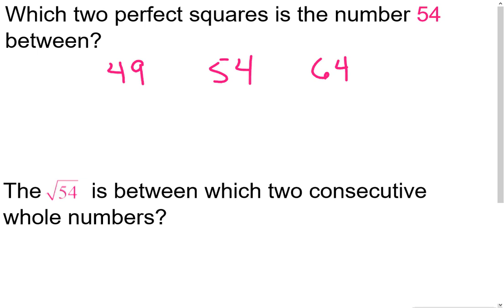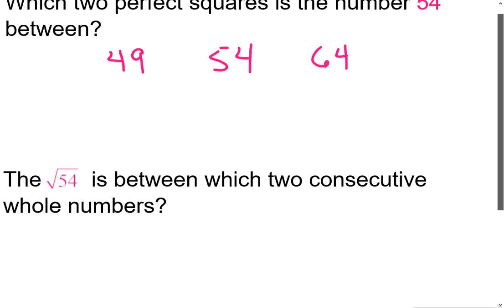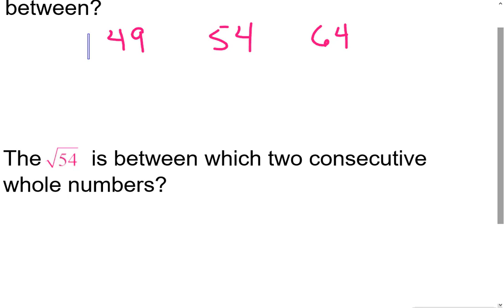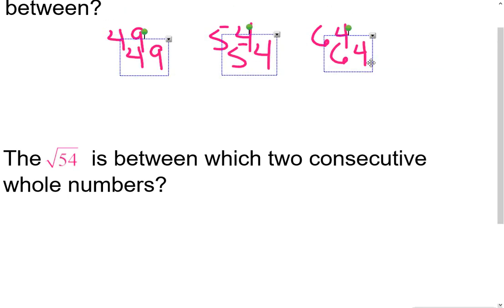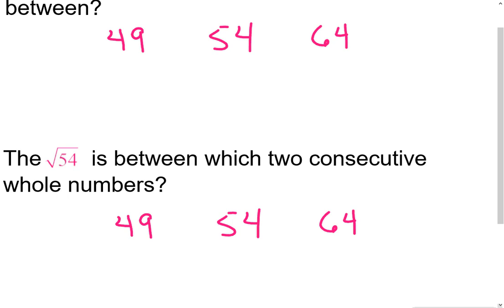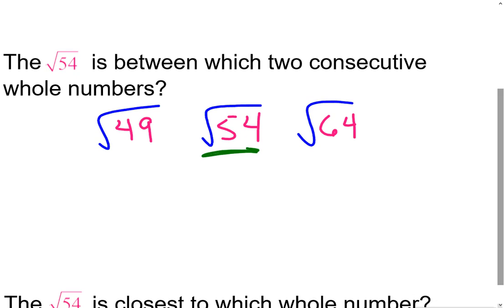The square root of 54 is between which two consecutive whole numbers? In other words, if I take all this and bring it down, and now take the square root of them all, let's go with blue, I'm taking the square root. So now you can see, here's the square root of 54. Well, I don't know what the square root of 54 is because I don't know the one number that multiplied by itself is 54. But I do know the square root of 49 is 7, and I do know the square root of 64 is 8. Therefore, the square root of 54 is somewhere between 7 and 8.